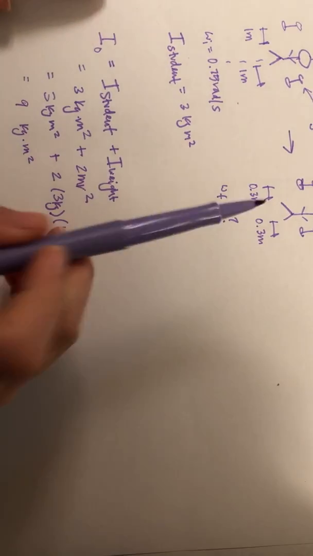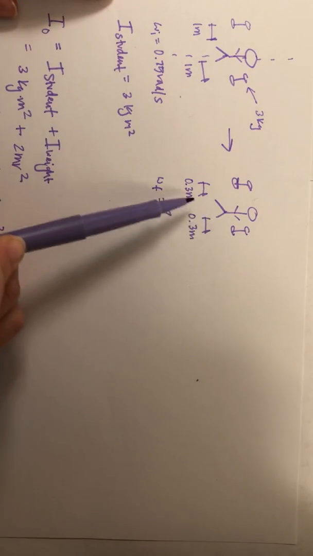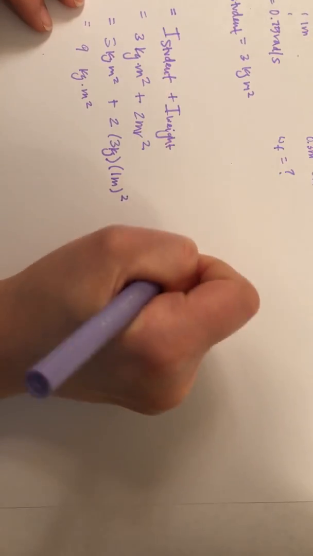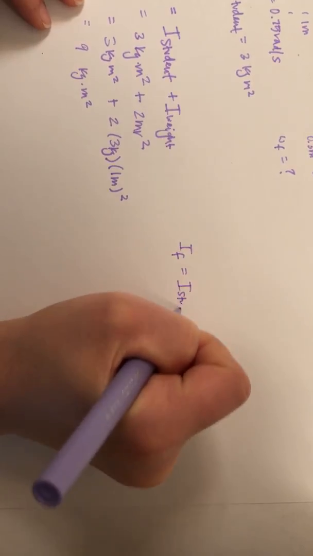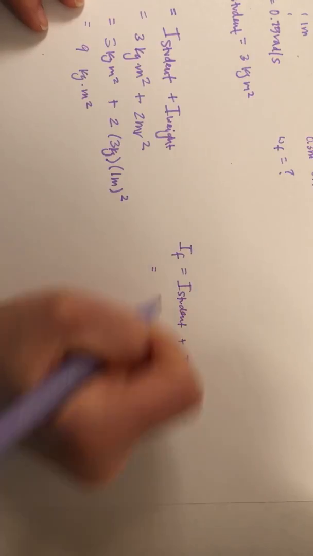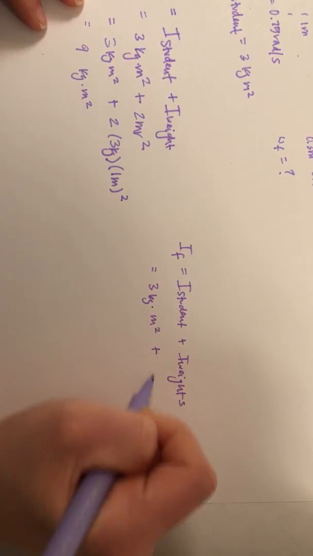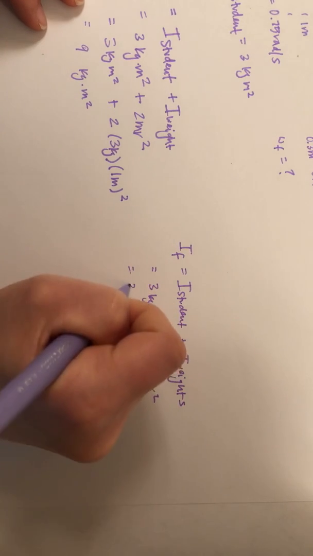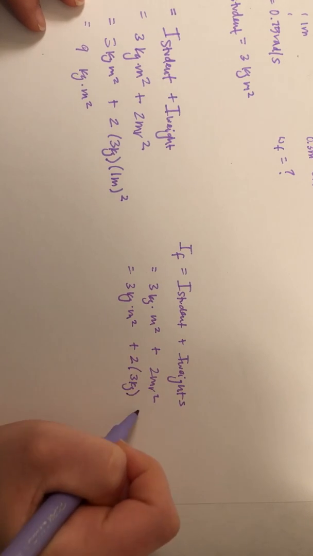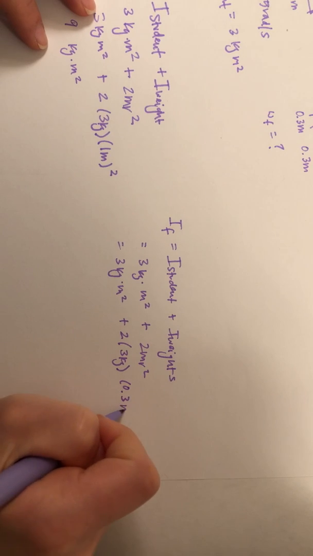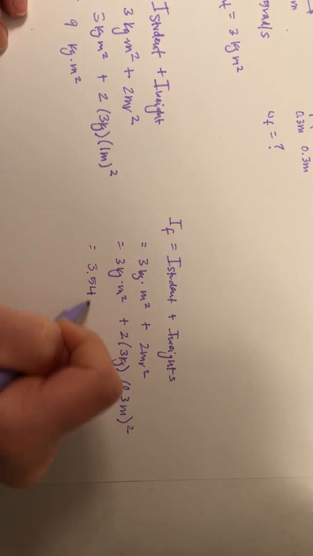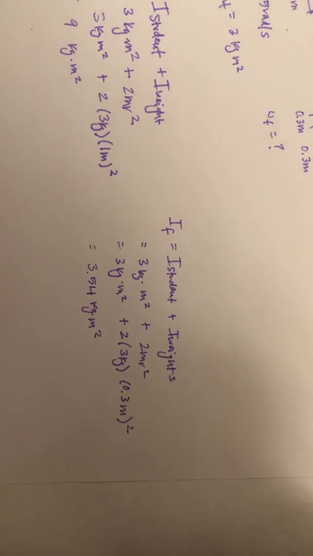Next, we have to find the final moment of inertia when the student pulls the dumbbells inward. So it's still the student and the weights: 3 kilogram meters squared plus 2 m r squared is 3 kilogram meters squared plus 2 of them. They're each 3 kilograms, but they're 0.3 meters away from the axis of rotation. This comes out to 3.54 kilogram meters squared.